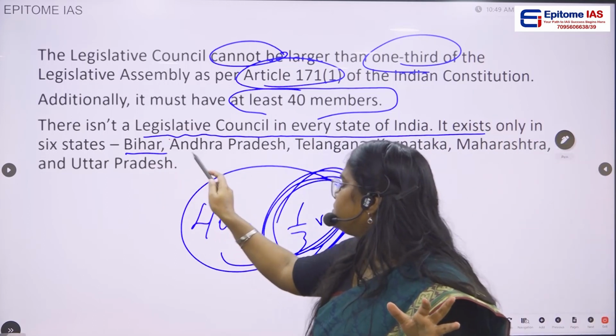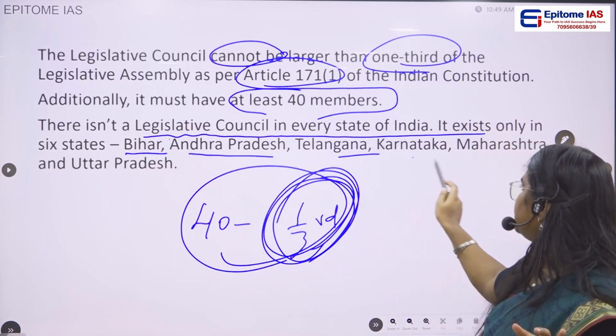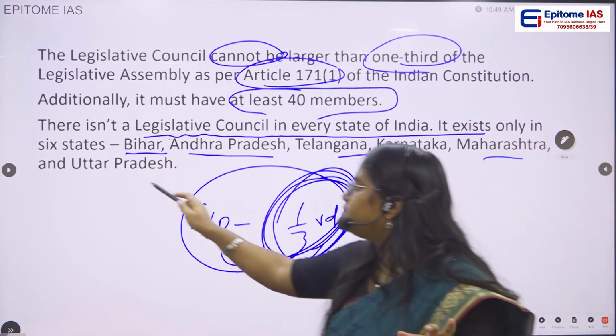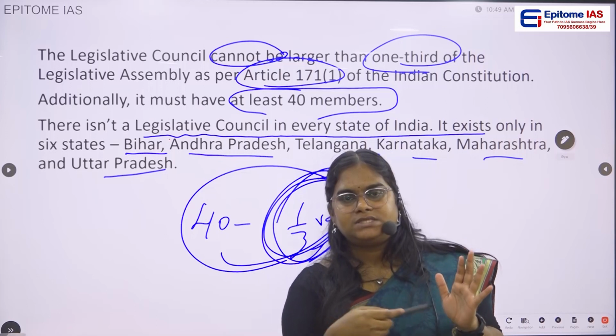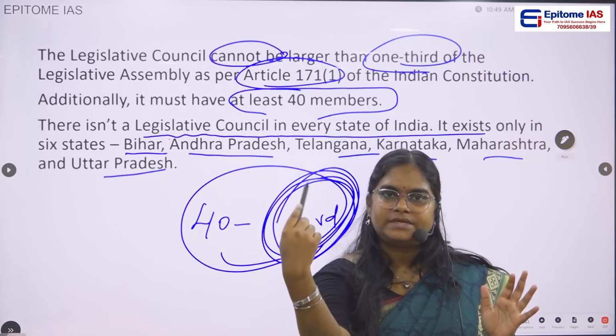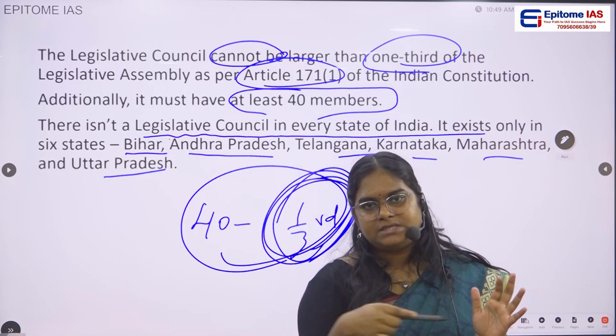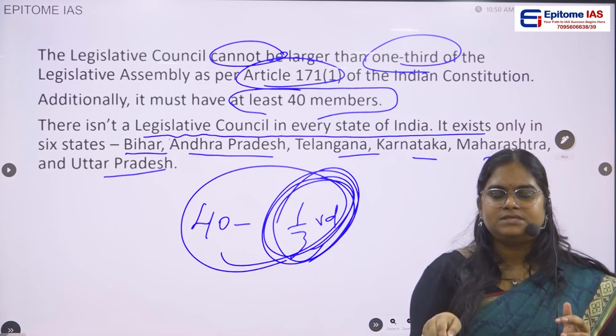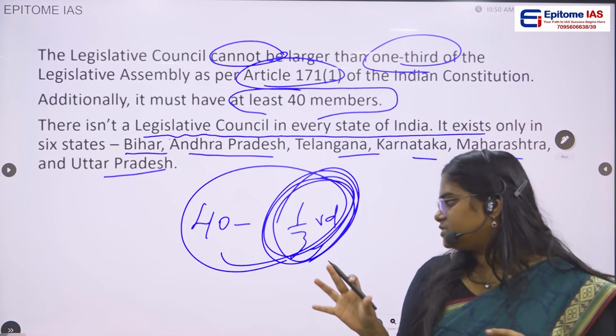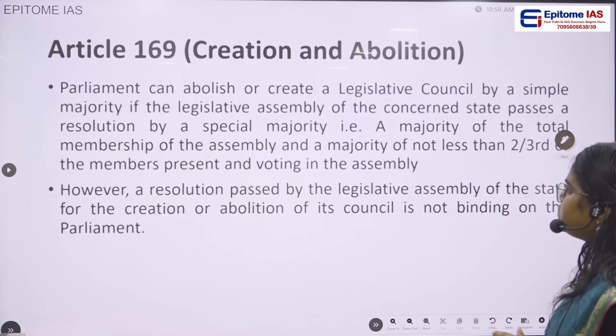Bihar, Andhra Pradesh, Telangana, Karnataka, Maharashtra, and Uttar Pradesh. So these are the 6 states where we are having the legislative council as well as the legislative assembly. Apart from these 6 states, we are only having the legislative assemblies, that is the unicameral legislature. We don't have the state legislative councils.